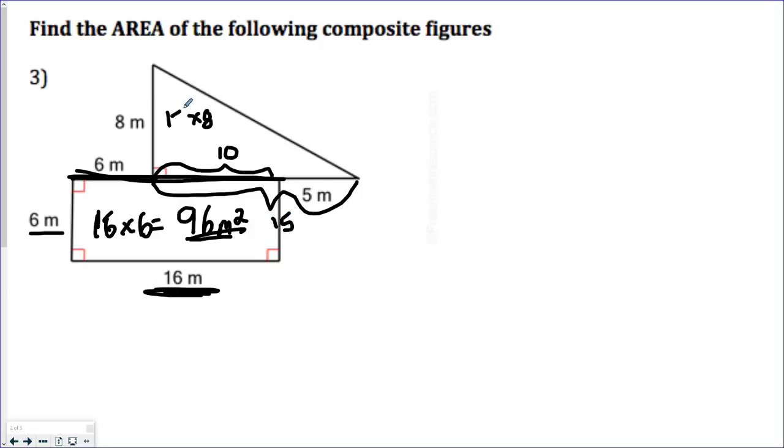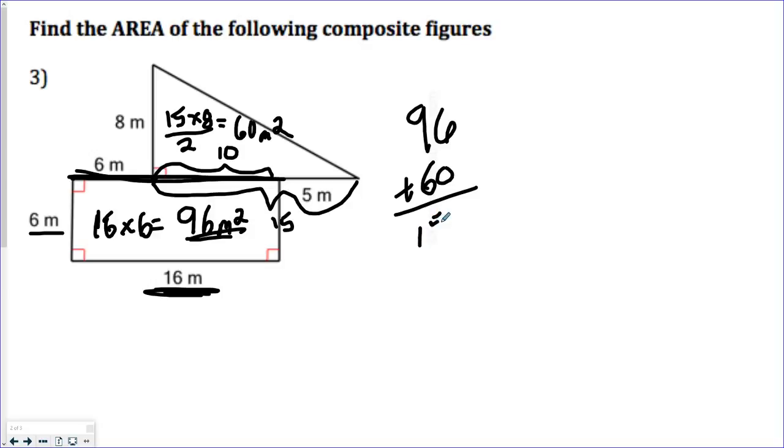So it'd be 15 times 8 and then divide by 2, because I want to use the entire base of my triangle, because it's the entire base times the height, then divide by 2. So again, figuring out the missing pieces and then working them in there to get your answer. In that case, that'd give me 60 meters squared again. So the area of my composite figure is simply 96 plus 60. And so if I add those together, I get the area of the entire thing, which is 156 square meters.